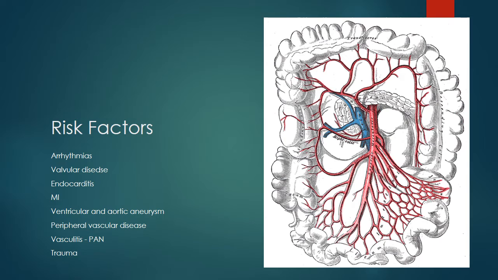And then finally, any individual who's had a previous abdominal trauma is also at risk for having either dissection or developing a direct thrombus from injury to the mesenteric artery itself. And so a recent history of trauma needs to be kept in mind as a risk factor for ischemia.